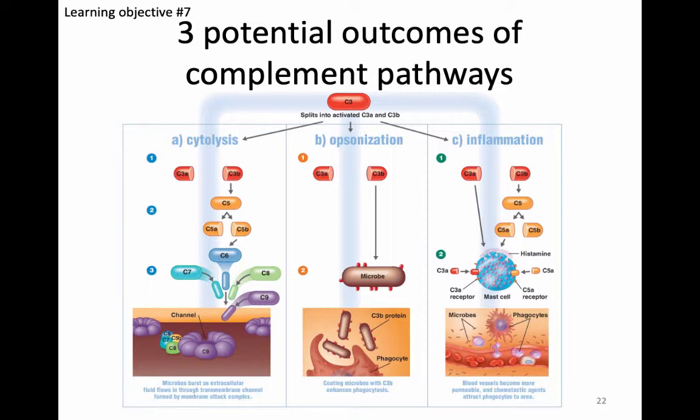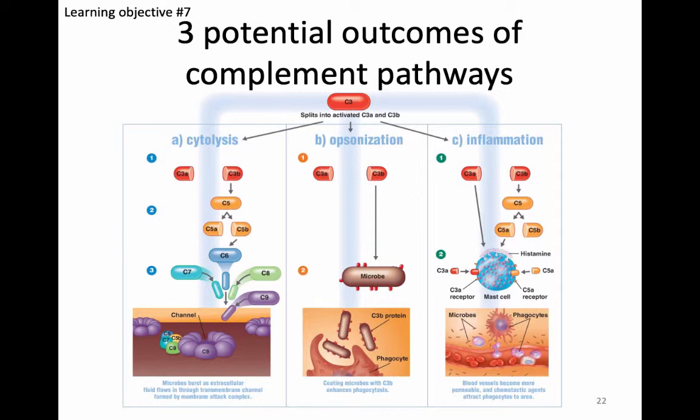The first outcome is called cytolysis. In this outcome, a number of complement proteins associate together or polymerize together to form a membrane attack complex, which is essentially a hole punch that will cause holes to be created in the surface of the microbe, and the contents of the microbe will then leak out. The microbe will lyse and it will be destroyed.